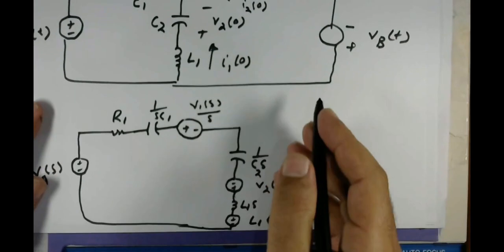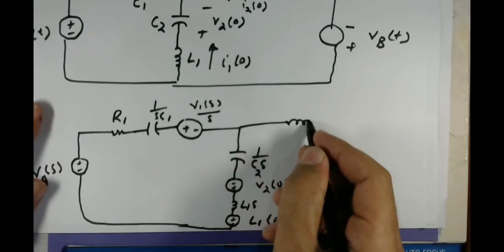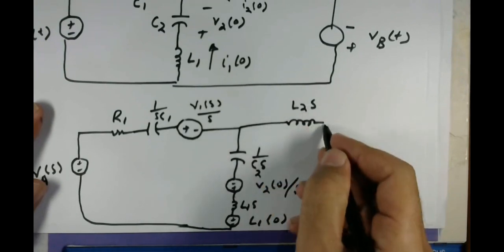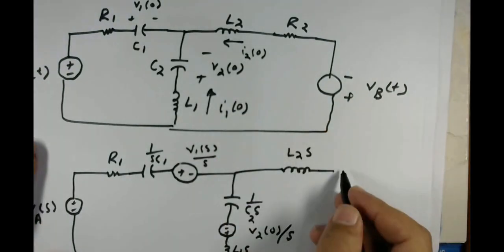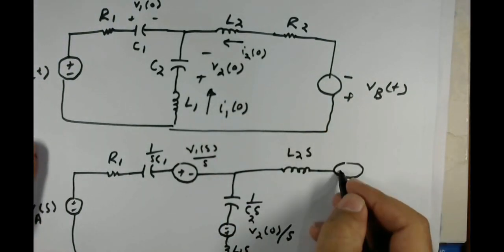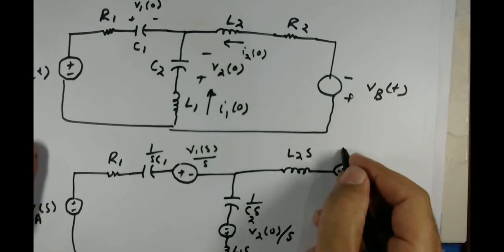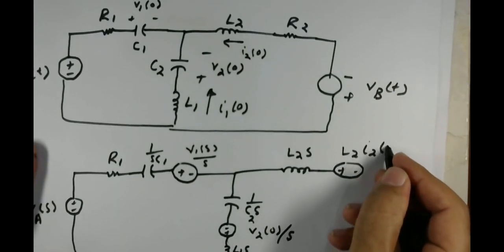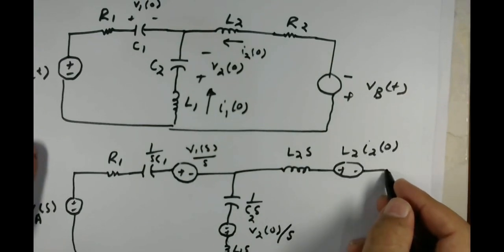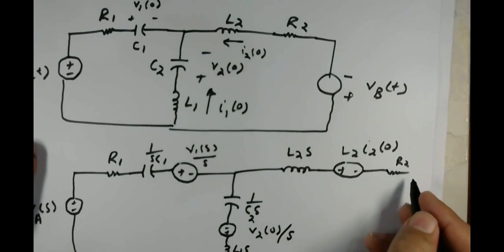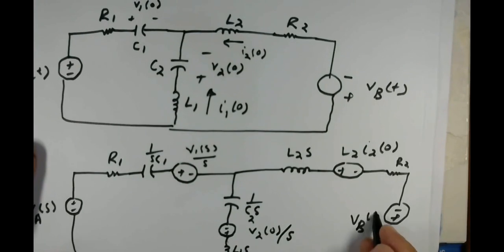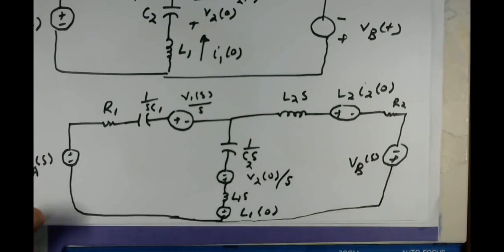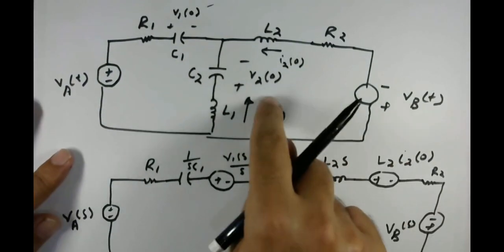Now I'll switch to this loop. Here you start with an inductor whose value will be L2 S, and you have a current through this one as well. This is I2 of 0, so you will need in series a voltage source, plus minus L2 I2 of 0. Then you have the resistor R2, and then that voltage source, minus plus VB of S. Then you connect these together. So this is the Laplace equivalent circuit of this time domain circuit.